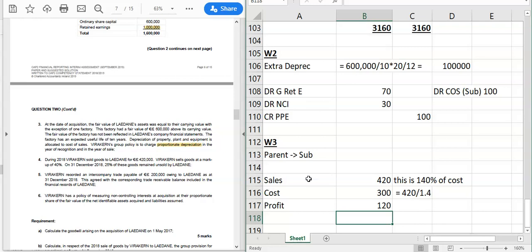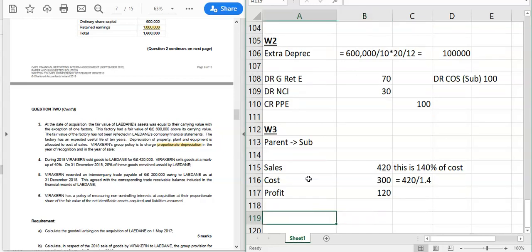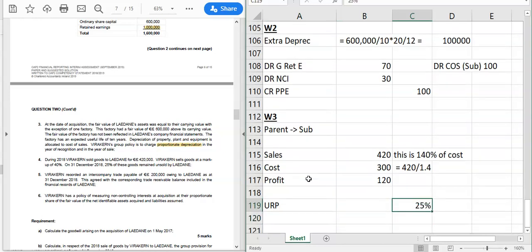Now remember, we're not asked about profit, we're asked about unrealized profit, URP, which is going to be 25%. We're told in the question 25% of the goods remain unsold. That's the unrealized portion. Everything else has been sold outside the group. That is realized and we don't make an adjustment. So your unrealized profit there is 30,000.